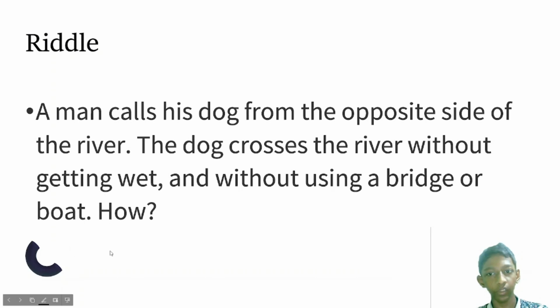A man calls his dog from the opposite side of the river. The dog crosses the river without getting wet and without using a bridge or a boat. How? The dog finally crosses the river, but it did not get wet and it did not use any transportation like a boat or a bridge. Then how did it cross the river? So now let's see the answer.